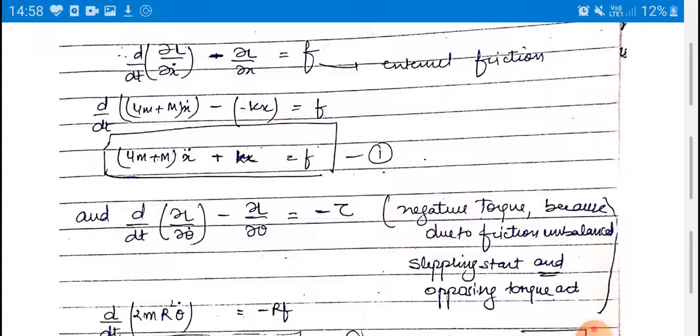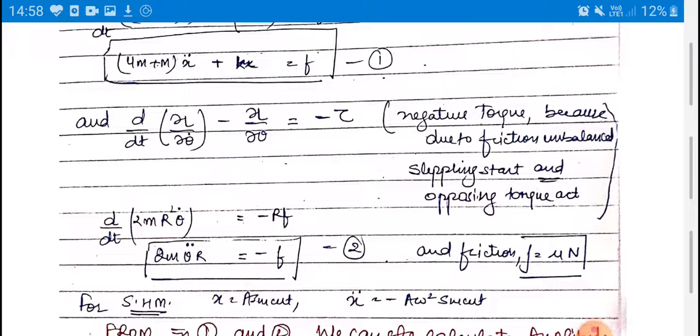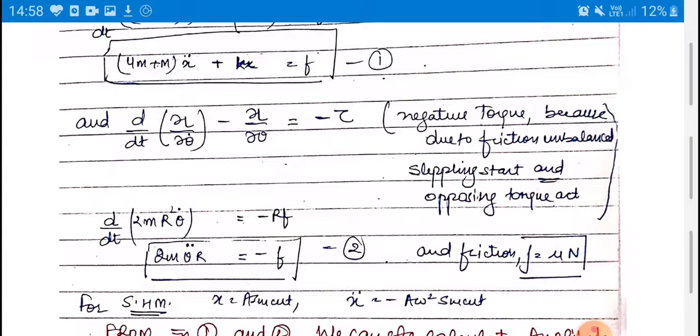For the generalized torque, there is a change in the angular velocity. Why have I put a negative sign? Because when slipping starts, the angular velocity decreases. So I have got equation 1 and equation 2 from these two solutions. Now I have to calculate the maximum displacement, which is the amplitude. We all know that in SHM, x equals A sin omega t, and x double dot is minus A omega square sin omega t. So I have two equations, equation 1 and equation 2.